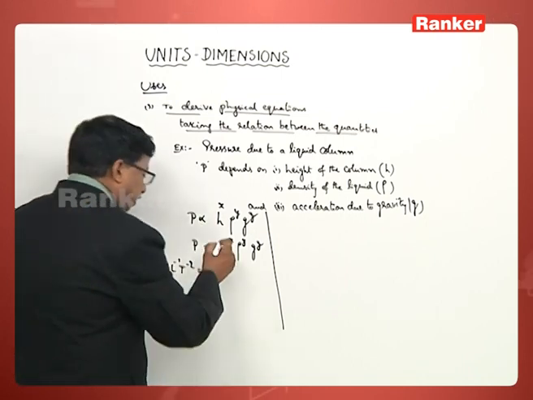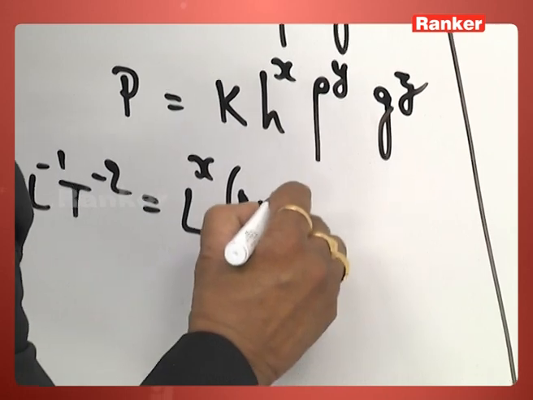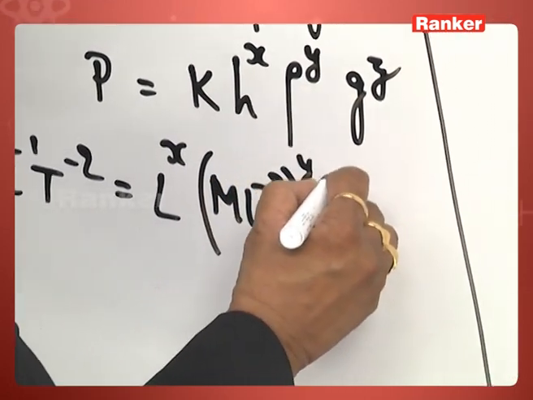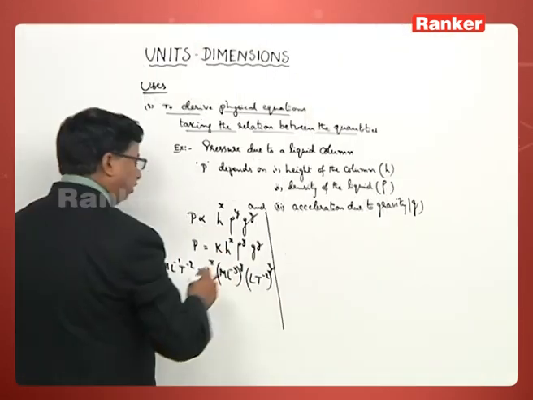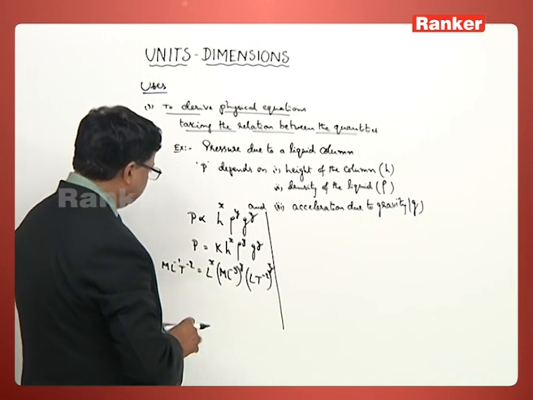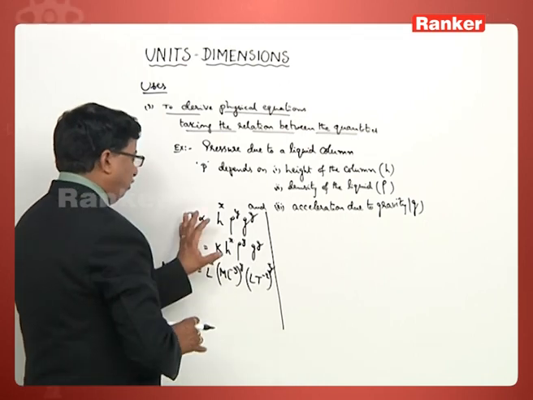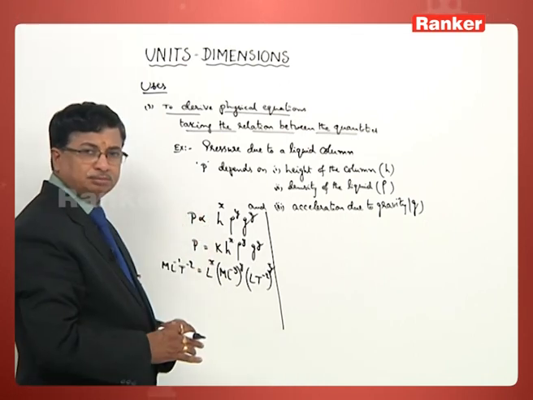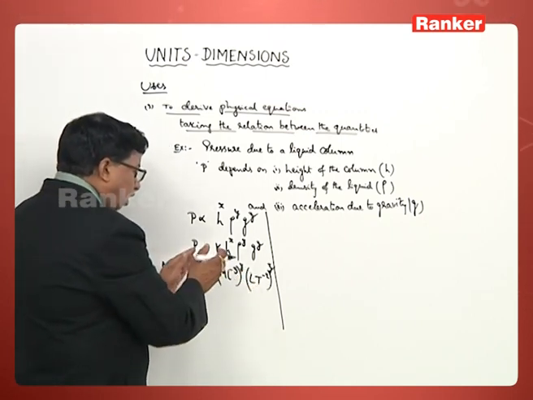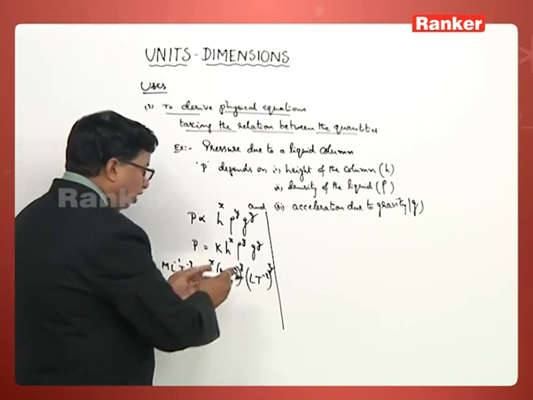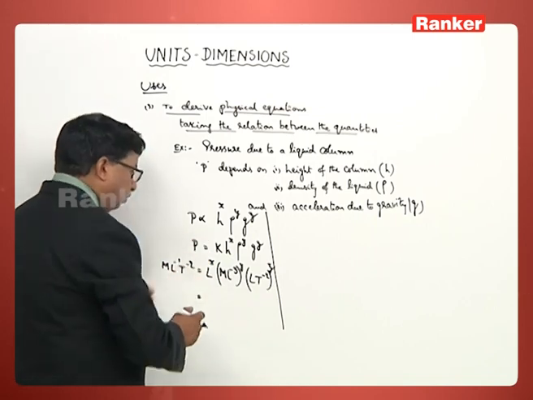Now, you can say here h is L to the power x, rho is M L to the power minus 3 to the power y, g is L T to the power minus 2 to the power z. So, I have written the dimensional formulae of all the physical quantities we are having in this equation. Now, take the right hand side values and write all M terms together, all L terms together and all T terms together.